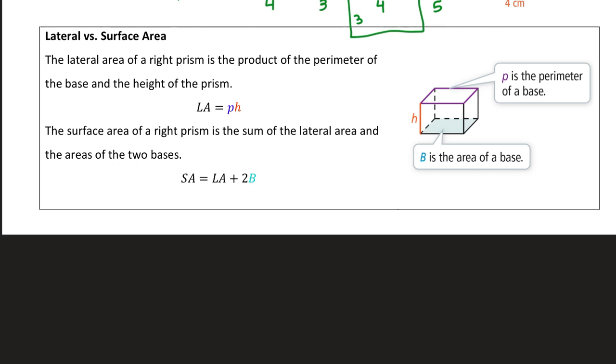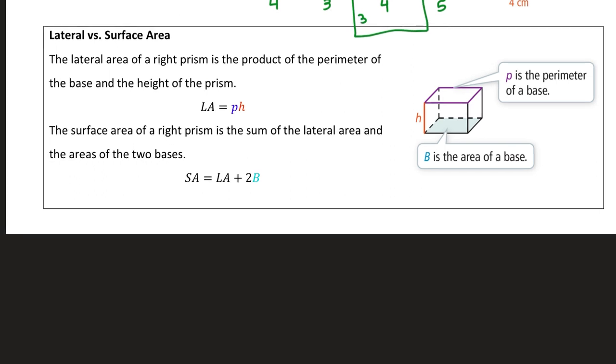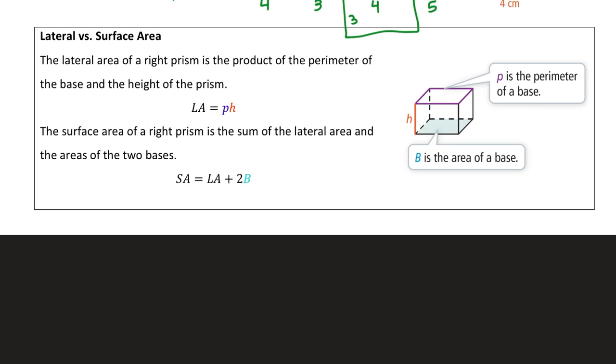So the surface area minus the area of the bases. The total surface area is the lateral area plus the area of the bases. So basically, it's gonna be the perimeter. You could do the perimeter multiplied by the height to get the lateral area. That makes it a little bit easier, and I'll show that in the next example.